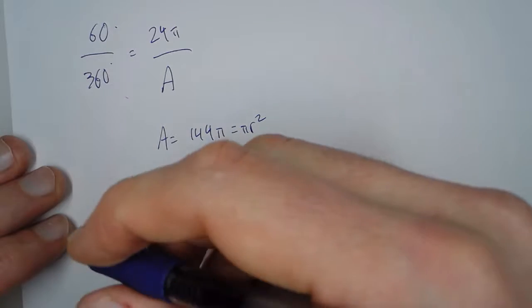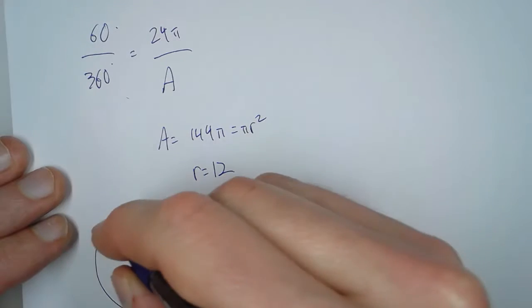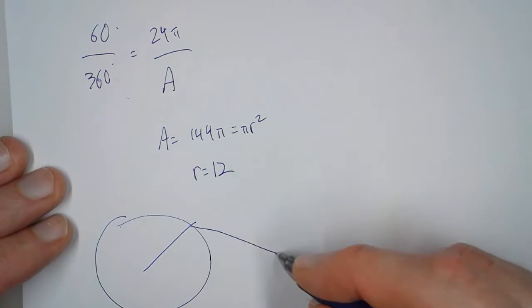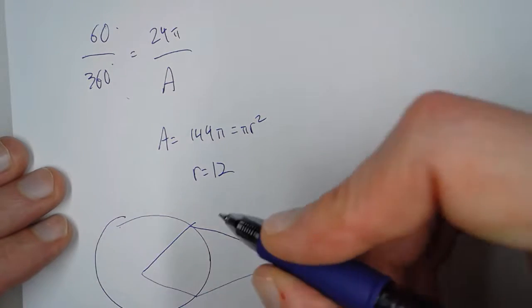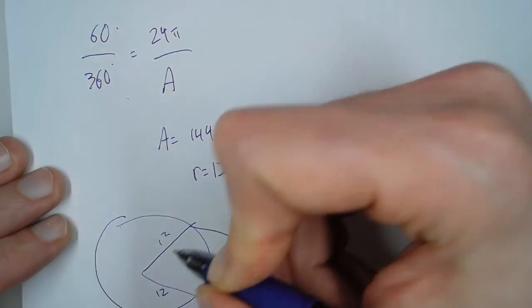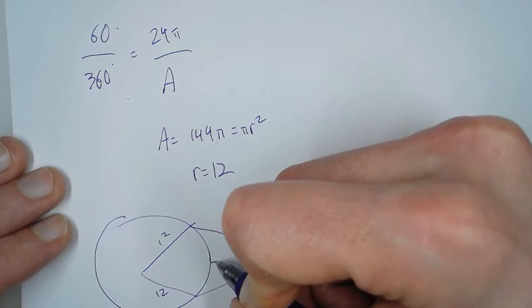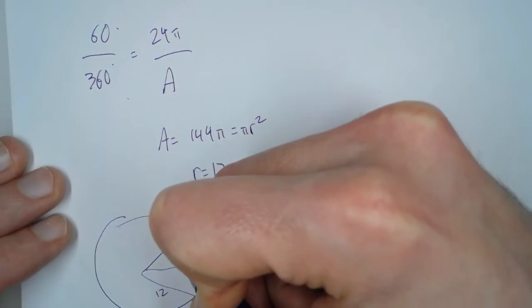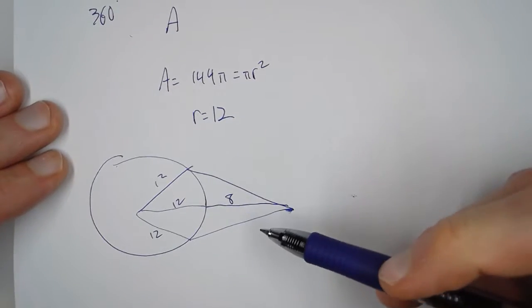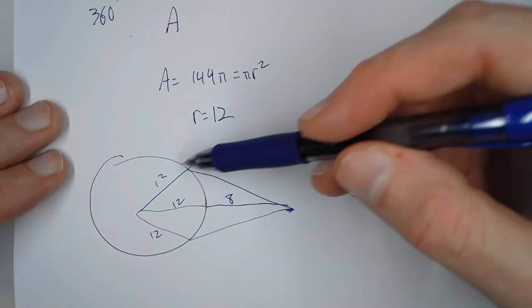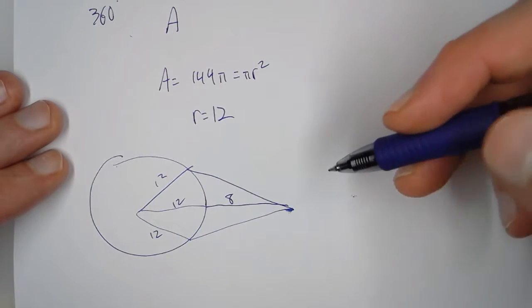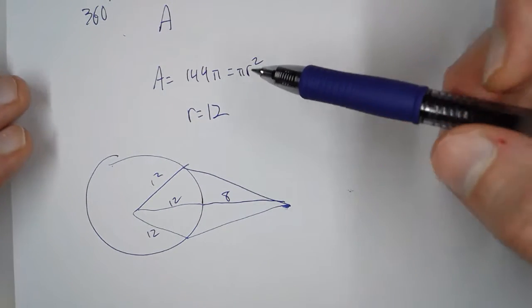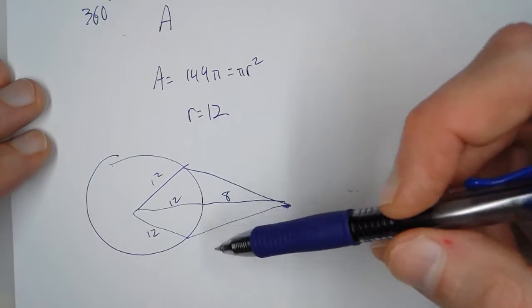All right, so let's draw a picture now. So we got 12, 12. This has a length of 8. This has a length of 12. Now, we want to figure out the exact area of this quadrilateral, and we don't have enough information yet.